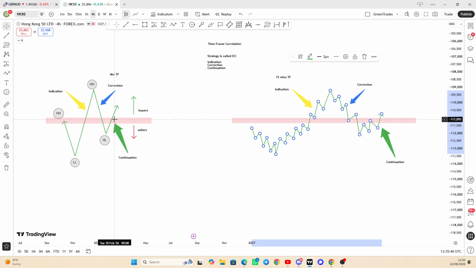Because remember, the correction becomes an indication. So now it gives us the same indication that it wants to go to the top. And what we aim for this one to do is to also go and break that higher high. And when it breaks that higher high, that gives us a new indication.